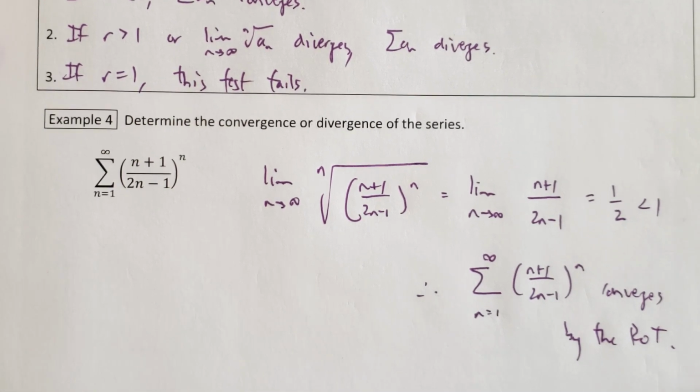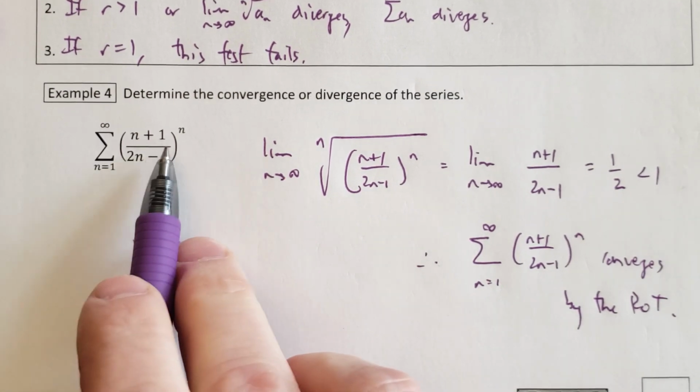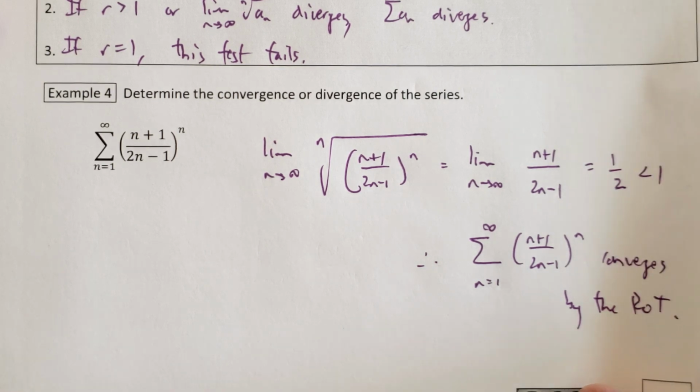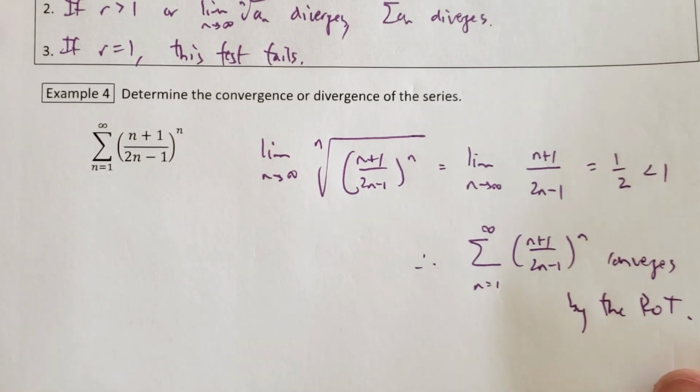So the key here, what made this one so easy, was that the a sub n term was a power of n. So that's what you're looking for to use the root test, is when there is a power of n.